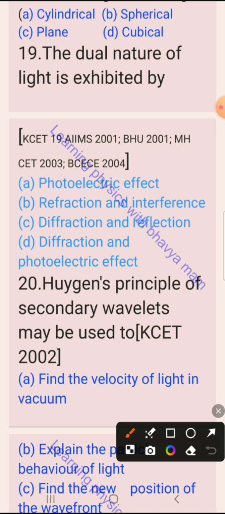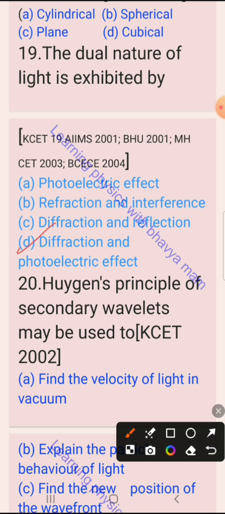But the question is, dual nature of light is exhibited by which phenomenon? Here if you look at the option D, diffraction is exhibited by wave nature and photoelectric effect is exhibited only by particle nature, right? That's why the option D is a correct answer to this question.